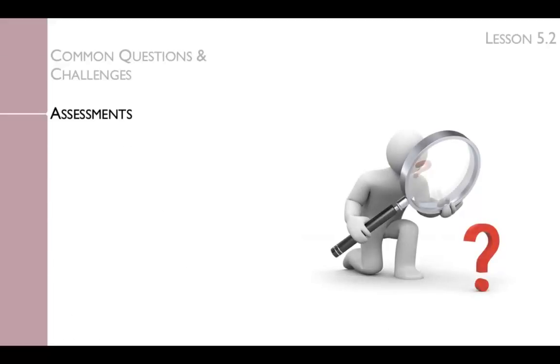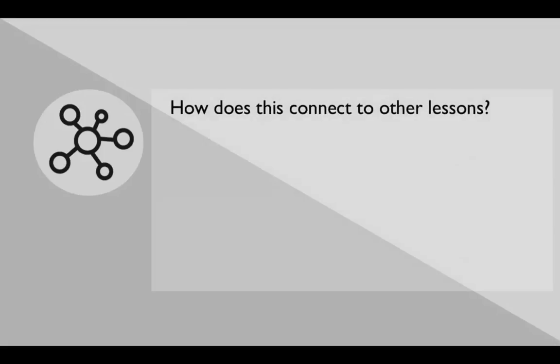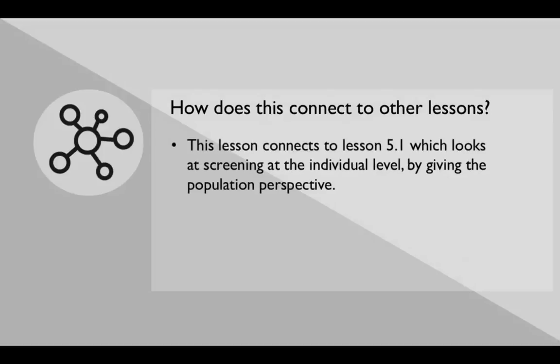At the end of the lesson, collect the lesson worksheets to assess students' ability to evaluate the utility of different screens. This lesson connects to Lesson 5.1, which looks at screening at the individual level by giving the population perspective.